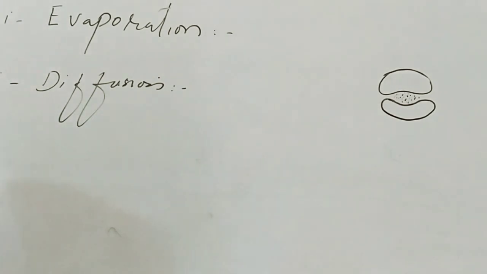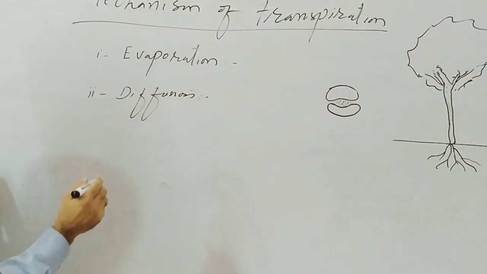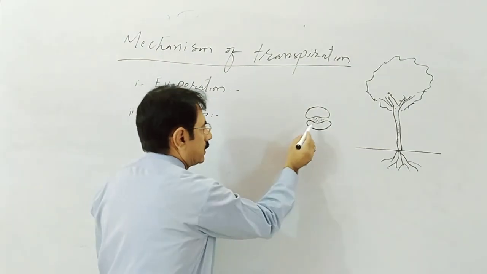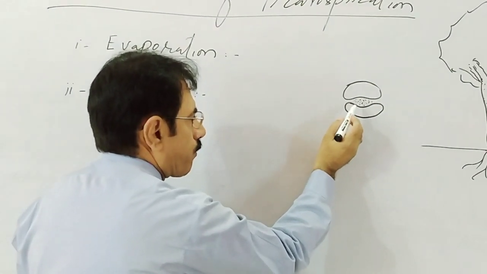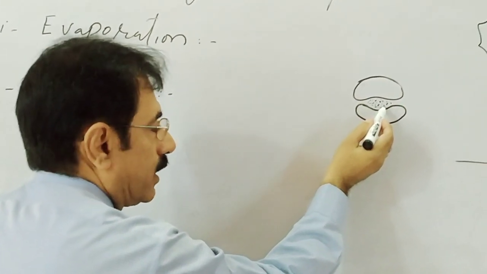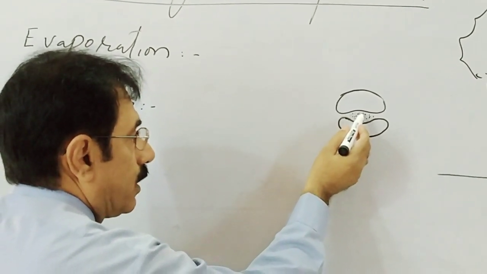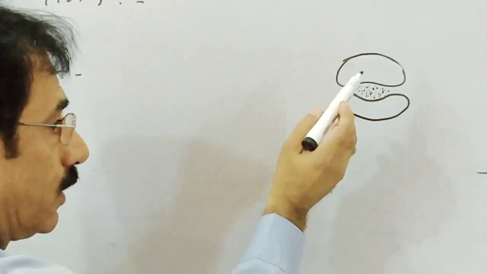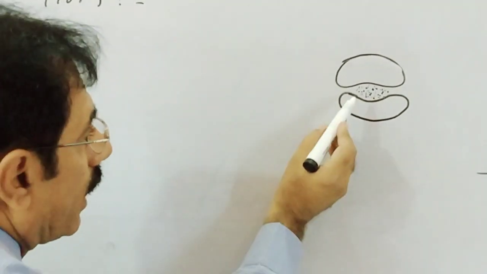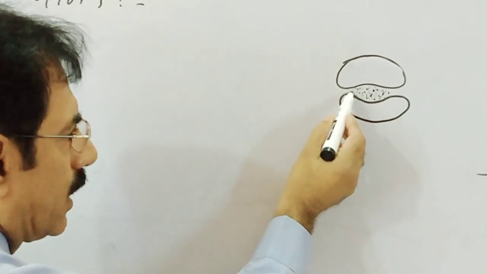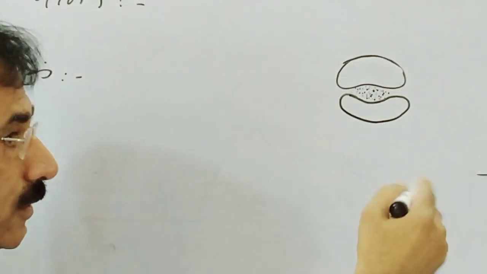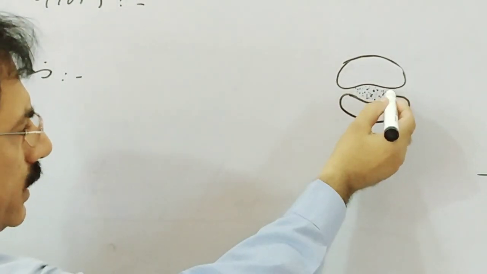Now, another process involved in transpiration is diffusion. At the end, what happens? The water vapors from this space, the stoma, move from their higher concentrated region here in the stoma towards the lower concentration, that means the atmospheric air. This process of movement of water molecules from higher concentration to lower concentration in the atmospheric air is called diffusion.